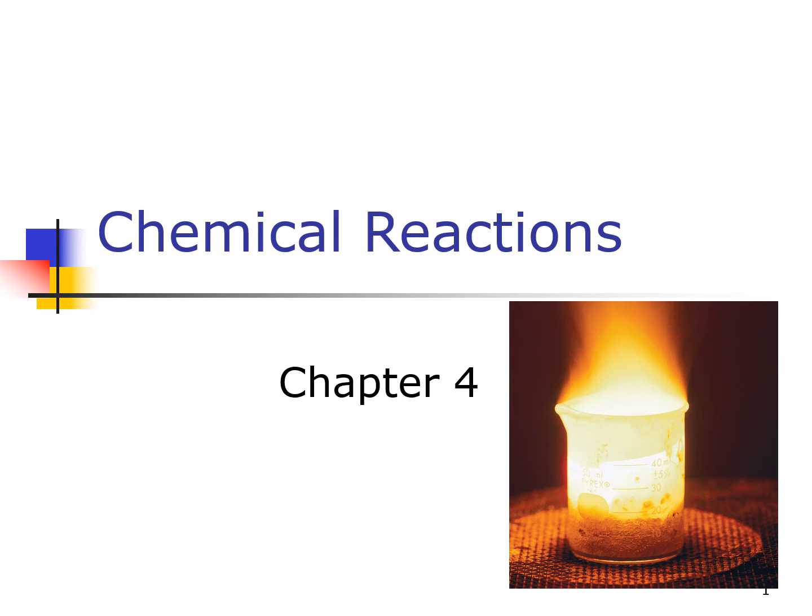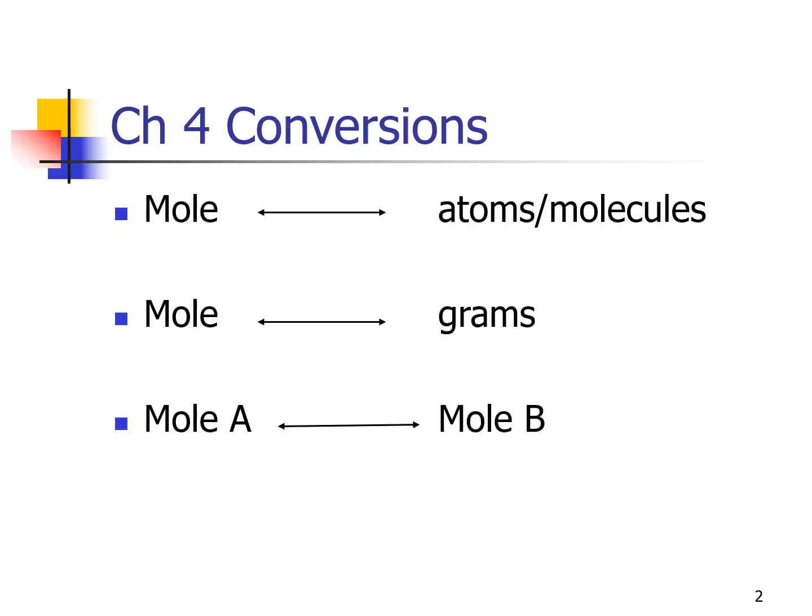Chapter 4 is on chemical reactions. This is a review of the three types of conversions we've discussed in Chapter 4.